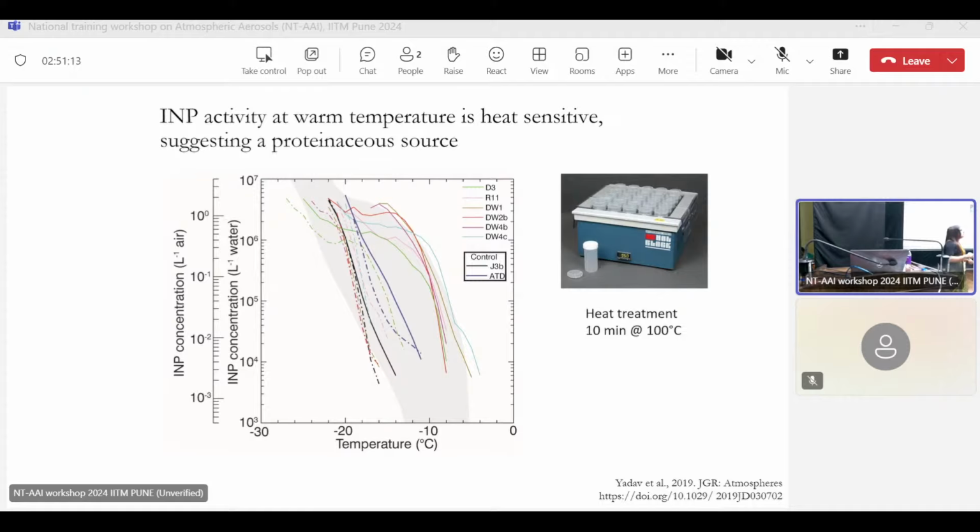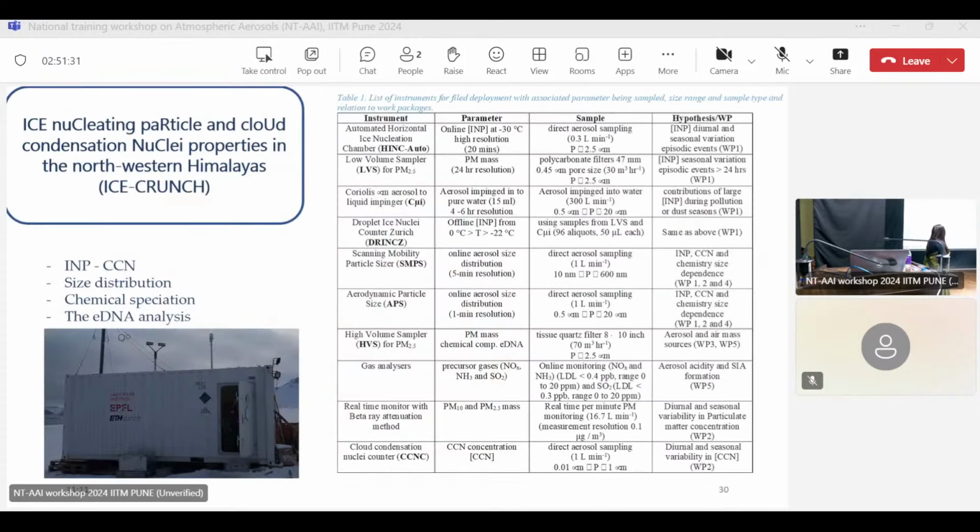Whenever we are measuring INP concentration, another very important question is what the composition of this INP is, and where it is coming from. So at least one question is solved: if we give the heat treatment to the samples, we can confirm whether bioaerosol is present or not. Our group is now targeting to understand the chemical, biological, ice nucleating and cloud forming properties.